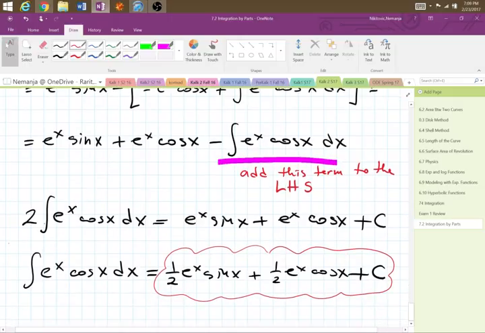And that's it for integration by parts, but we are going to do more examples after, well, at the beginning of the next class.